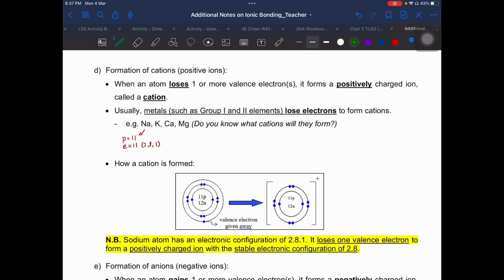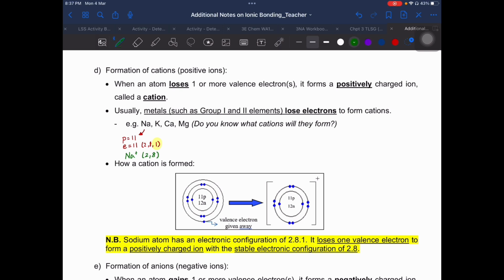And when you think about if it were to form an ion, what should sodium do? That's why we introduced the concept that sodium should lose that one valence electron, and then your sodium will end up becoming Na+, which in terms of electronic configuration is just 2, 8, because it has lost that one. So I hope you still remember this.